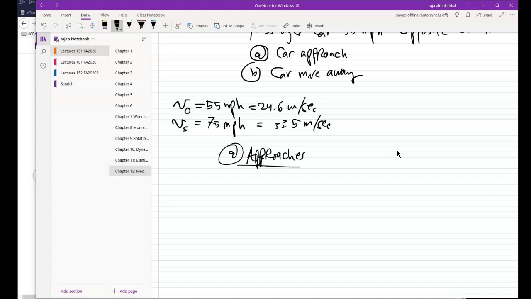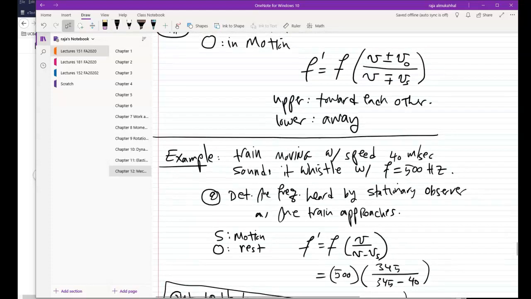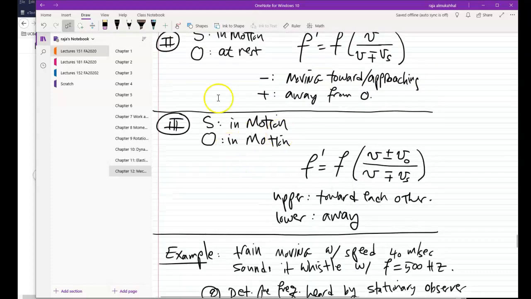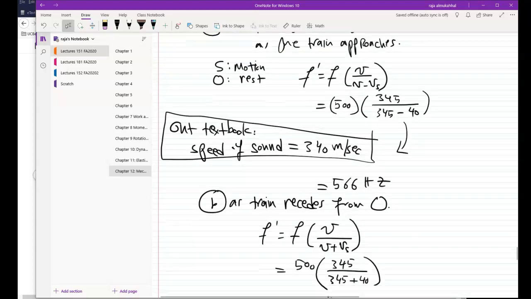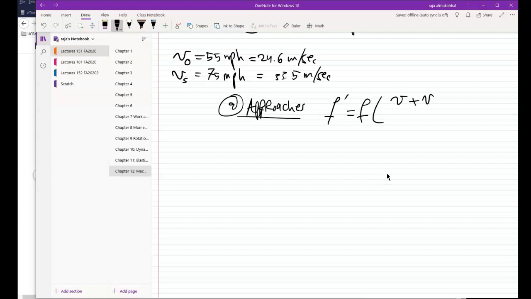And then for part A, the car approaches. In this case, we're going to go back to that table, and we're going to use this one because they both are in motion. Because it's approach, which means toward each other, we're going to use the upper signs, plus and minus. You got that, guys? So the formula will become f prime is equal to f times v plus vo over v minus vs.